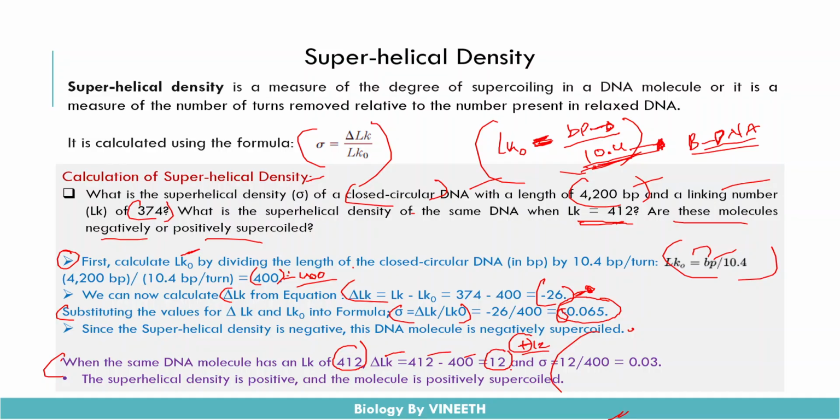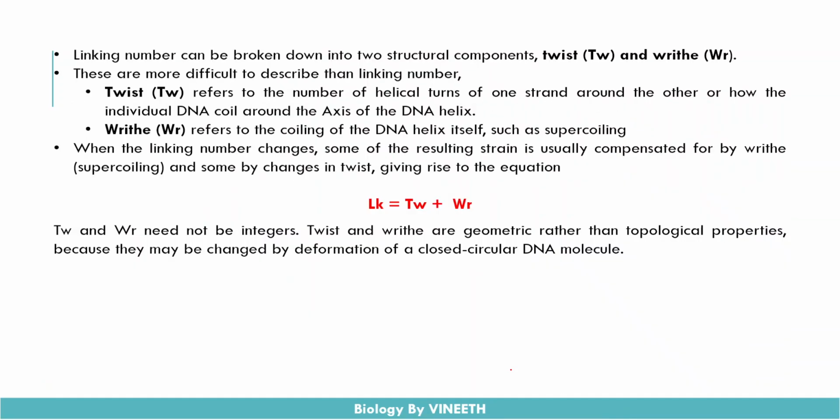Whether it is negatively supercoiled DNA or positively supercoiled DNA, you can also determine the superhelical density. Then we have different properties for the linking number. The linking number actually contains two structural components, twist and writhe.